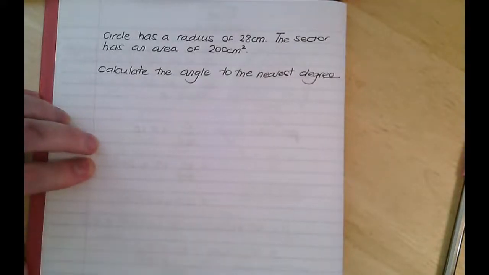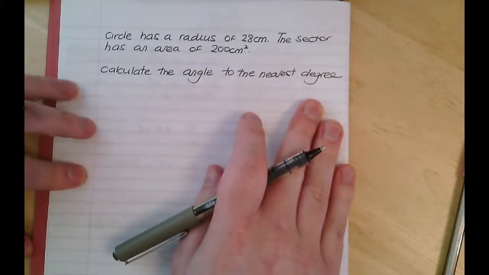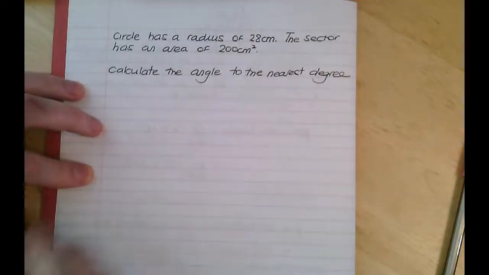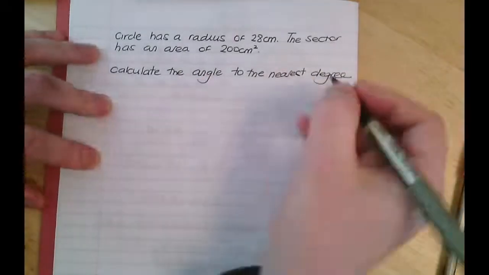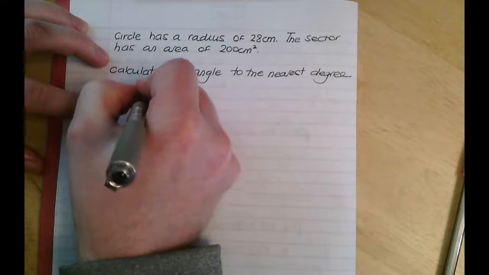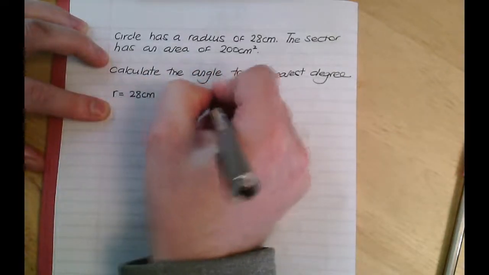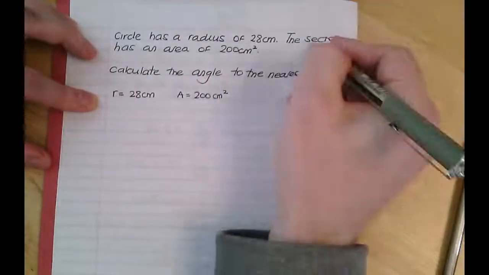Now I'm going to do this a different way to the way it does it in the book. Partly because the method in the book uses something called similarity, which you may or may not have seen yet. So instead of a load of words, I'm just going to write down what I know. So the radius is 28 centimetres. I know the area is 200 centimetres squared. And that's the area of a sector.